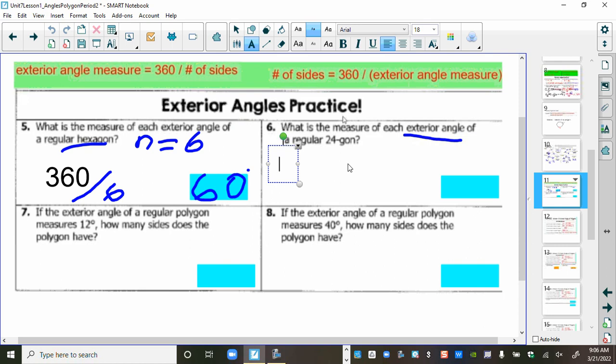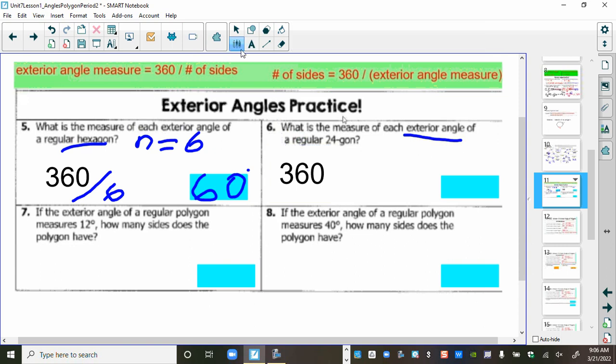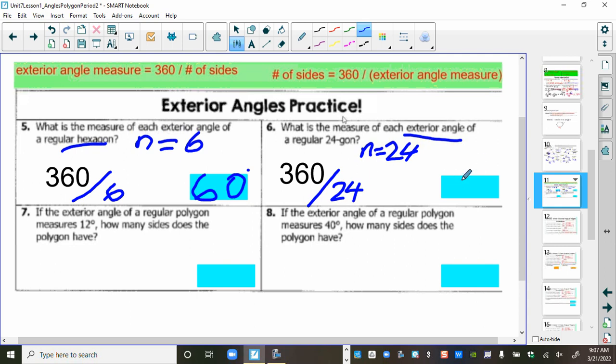Next problem is going to be the same. Start with 360. Well, what's the number of sides? If they say 24-gon, that means n is how many? What number? Yep. So all you do, just divide 360 by 24. So what's 360 divided by 24? Good.